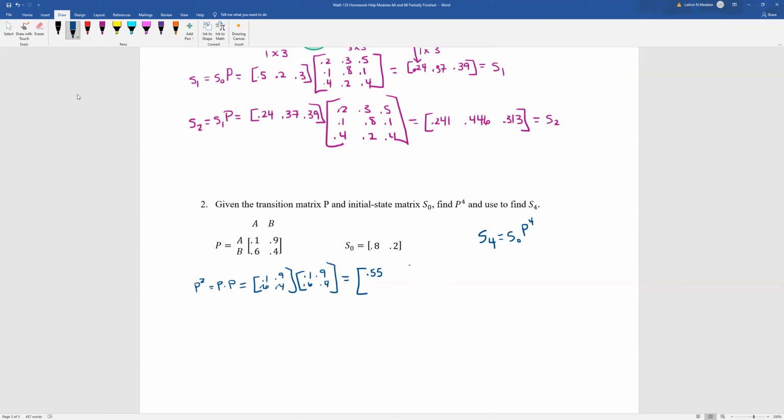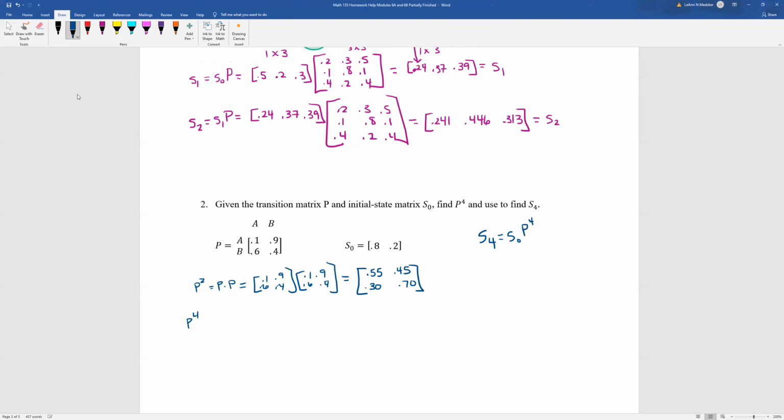But then that automatically tells me, since this is 2 by 2 and 2 by 2, this is also 2 by 2. So this is going to be 0.45, because the row has to add to 1. And then if I do row 2 by column 1, I'm going to get 0.30, which means this has to add to 1, and that's 0.70. So a nice little trick there.